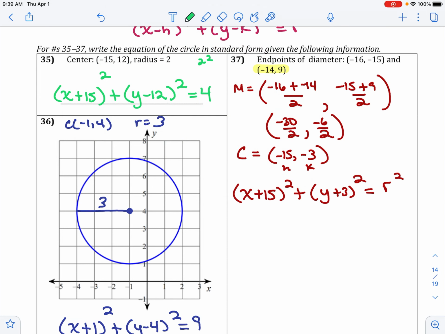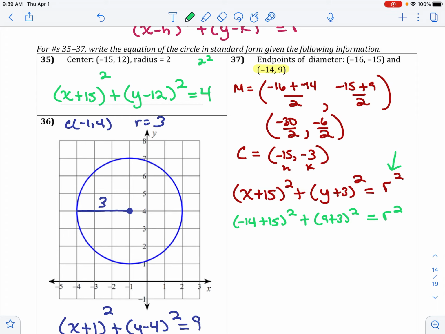Okay, so let's change colors right now because we're going to switch that up a little bit. So let's go ahead and plug in the negative 14 for x. So negative 14 plus 15 squared. And then let's put in the 9 for y. 9 plus 3 squared, and that will give us our r squared. Okay, so we really just need to fill in this r squared.